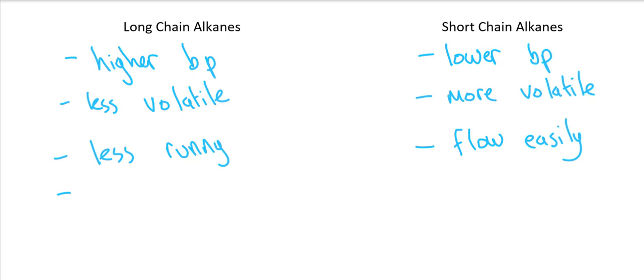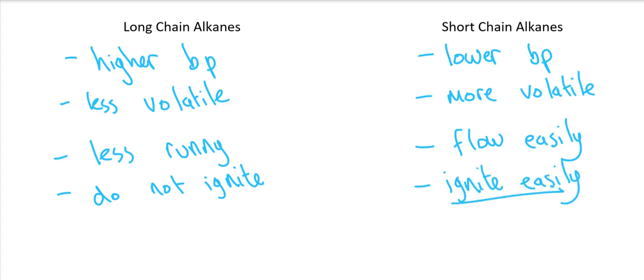Finally, the long chain alkanes do not ignite as easily, much harder to catch on fire, whereas the short chain alkanes ignite easily. And it's these properties that make short chain alkanes much better fuels.